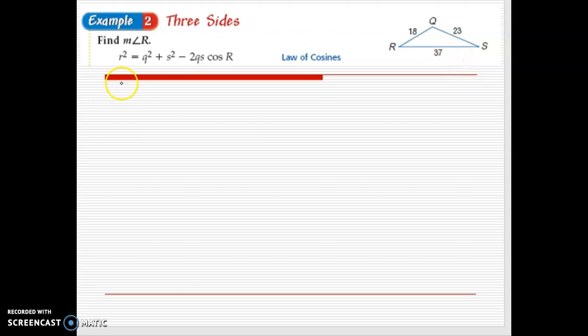Alright, same thing here. You do not have an angle. You just have three sides, side, side, side. R squared is going to be 23 squared. The opposite side is very important here. That's going to match up with the cosine of R that you don't know. So we have 23 squared equals 37 squared, that's the side opposite, plus 18 squared minus 2 times 37 times 18 cosine R.